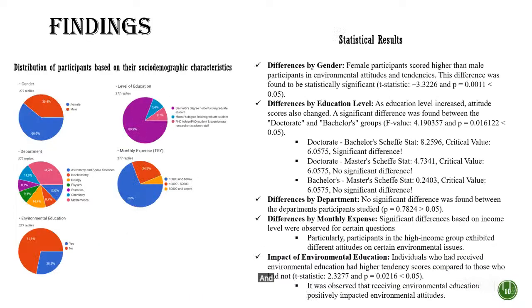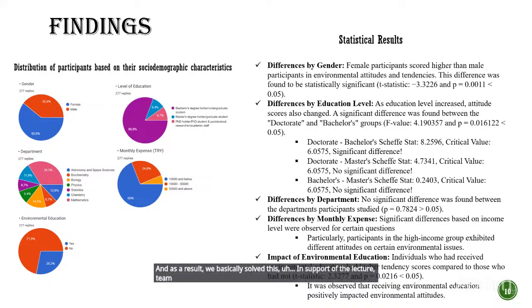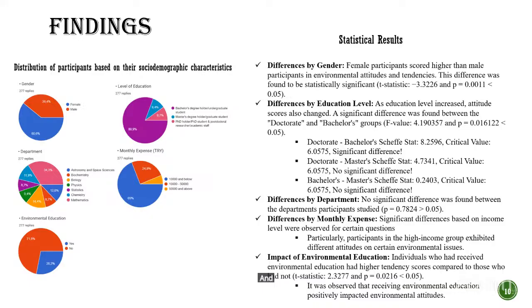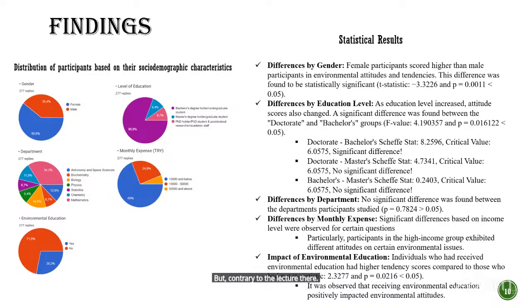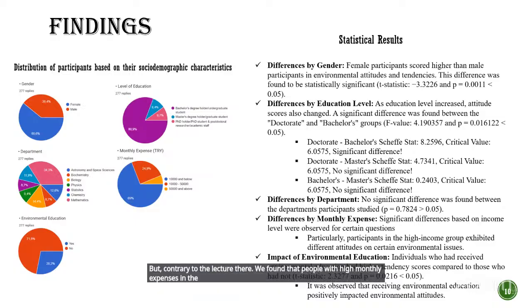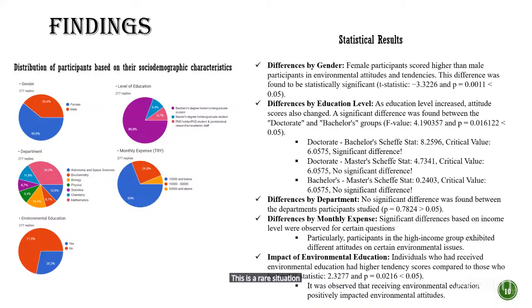And as a result, we basically found the following. In support of the literature, females showed higher environmental sensitivity than males. We also saw that having received environmental education increased sensitivity. But contrary to the literature, we found that people with high monthly expenses in the waste subdimension showed lower environmental awareness than others. This is a rare situation in the literature.